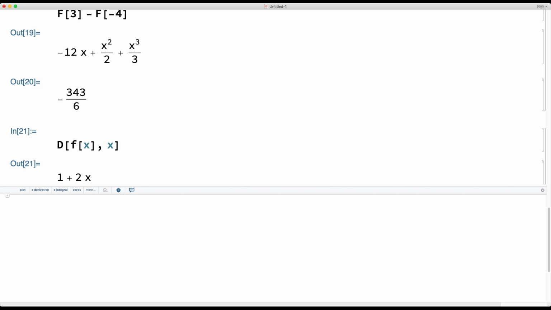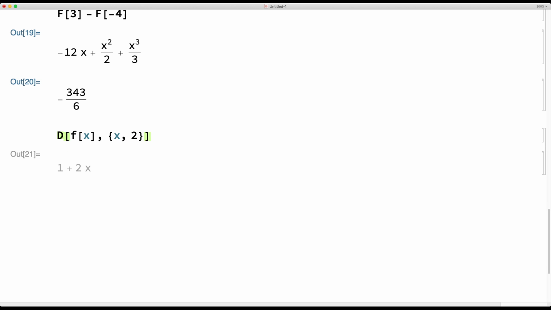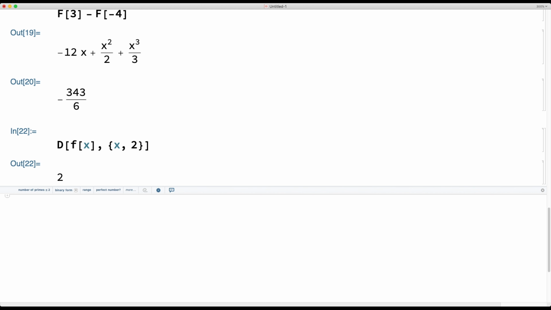Now here's one thing that's cool about D. There have definitely been times where we need to know what the second derivative is. How could I get the second derivative? Yeah, do it twice, I could take the derivative of the derivative. But what if I say I want the 10,000th derivative? Do you want to do D of D of D 10,000 times? No, of course not. So what you can do instead is take the derivative of the function f with respect to x twice. If you run that, we get 2, which is the second derivative in this case.